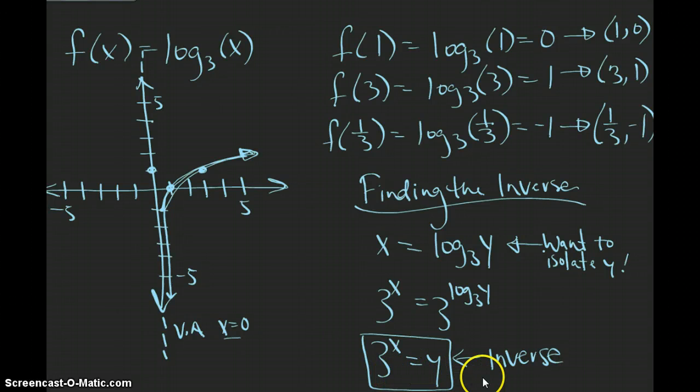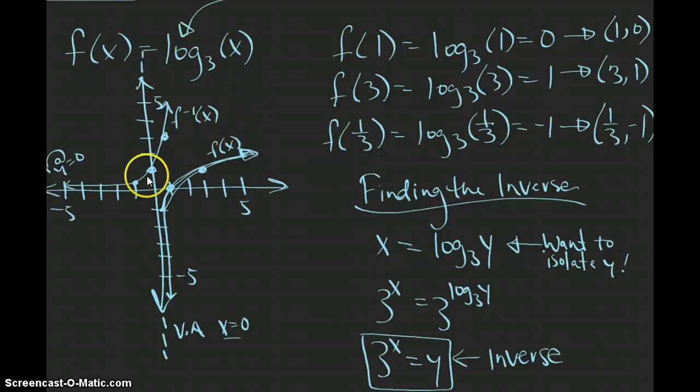Now to graph it, I could go through and find points, but I could also just use the points I already have and flip them. 1, 0 becomes 0, 1. 3, 1 becomes 1, 3. 1/3, negative 1 becomes negative 1, 1/3. Previously I had a vertical asymptote, now I have a horizontal asymptote, y equals 0. And then the exponential function will approach that horizontal asymptote. And so I notice that I have nice symmetry here. These could be reflected over the line y equals x there, and they'd be related.